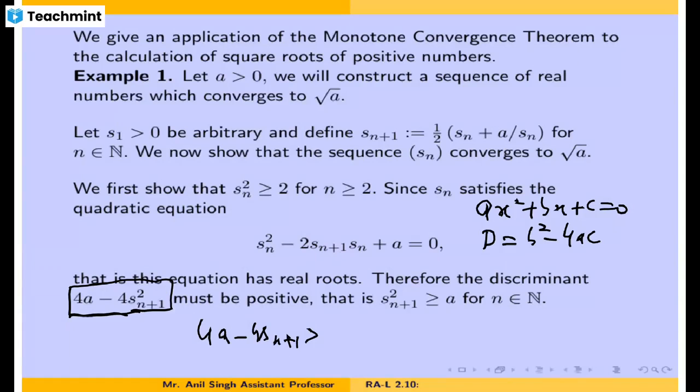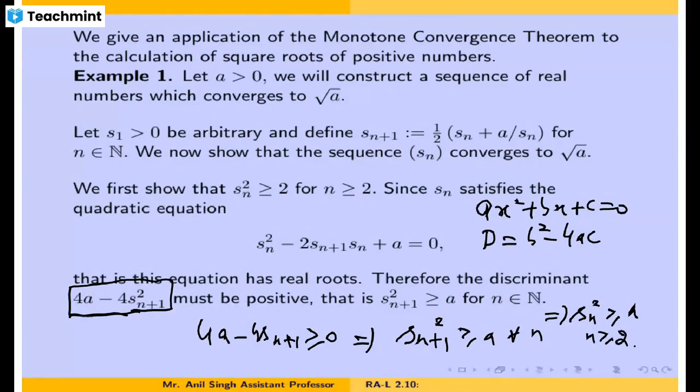Since this equation has real roots, the discriminant is greater than or equal to 0, which implies that S(n+1) square is greater than or equal to a for all n. In particular, this means that Sn square is greater than or equal to a for all n greater than or equal to 2. So actually we are establishing here that Sn square is greater than or equal to a, not greater than or equal to 2. So this a becomes a lower bound for Sn square.